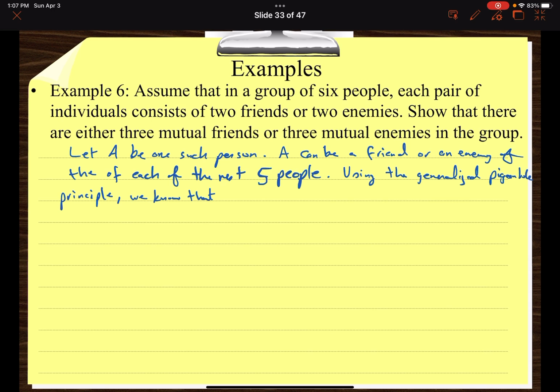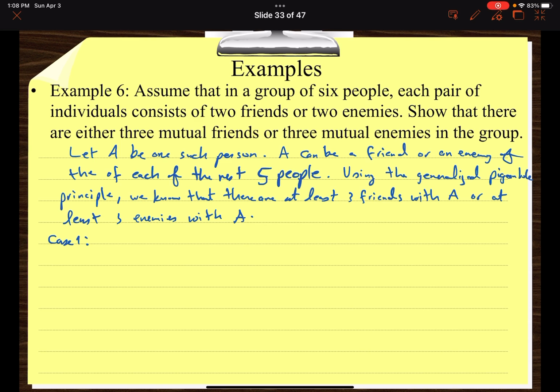So using the generalized pigeonhole principle, we know that there are at least 3 friends with A, or at least 3 enemies with A. Okay, so let's take case 1.